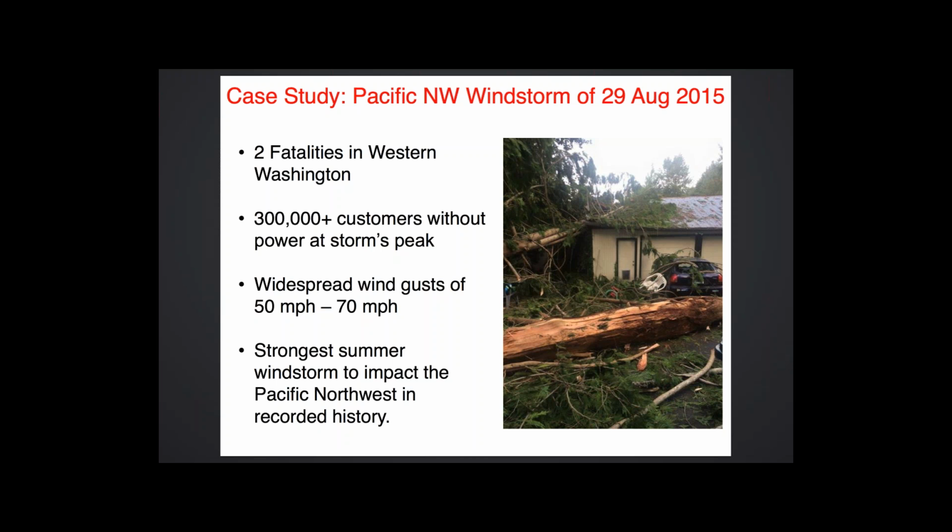It caused 2 fatalities in western Washington. At the storm's peak, there were over 300,000 customers without power. There were widespread wind gusts of 50 to 70 miles an hour. And also, it was the strongest summer windstorm to impact the Pacific Northwest in recorded history.